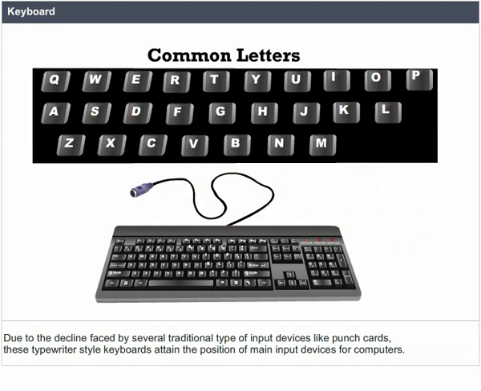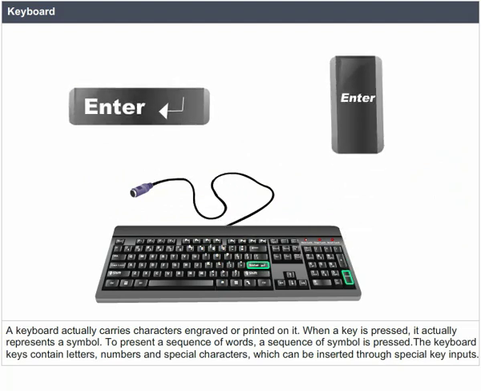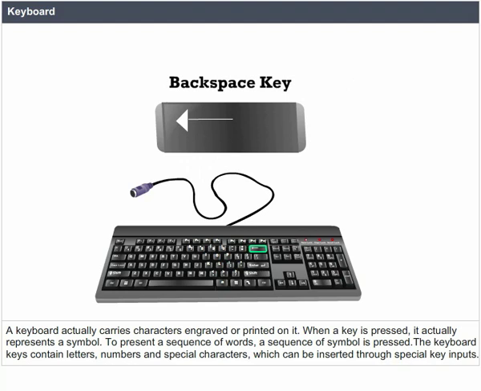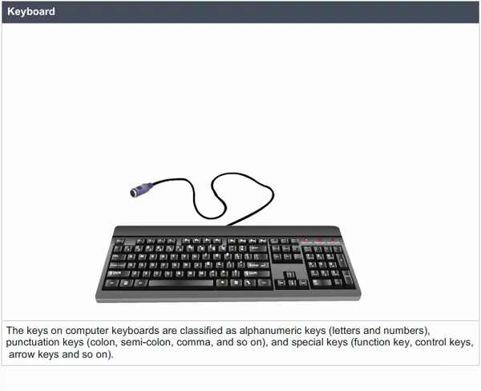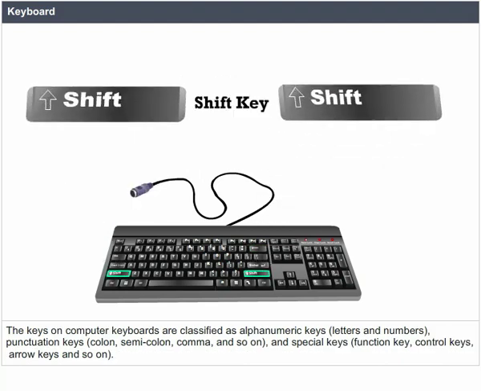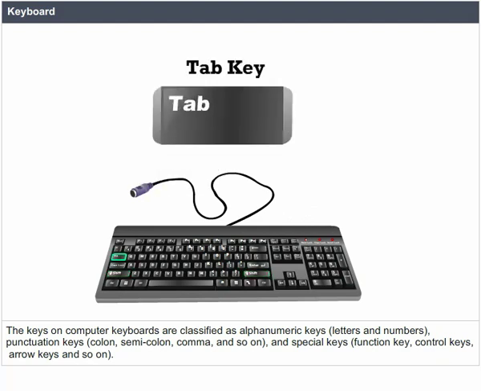A keyboard actually carries characters engraved or printed on it. When a key is pressed, it represents a symbol. To present a sequence of words, a sequence of symbols is pressed. The keyboard contains letters, numbers, and special characters, which can be inserted through special key inputs. The keys on computer keyboards are classified as alphanumeric keys, letters and numbers; punctuation keys, colon, semicolon, comma, and so on; and special keys, function key, control key, arrow keys, and so on.